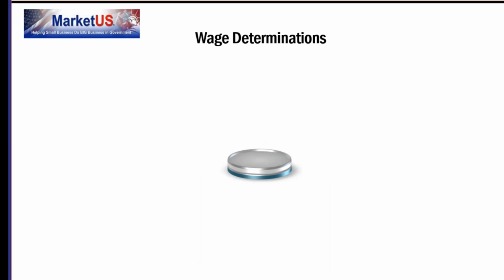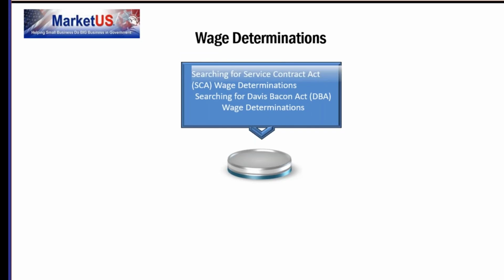Wage determinations. How many of you are in a situation where you need to access the Service Contract Act and look through all of those hundreds and hundreds and thousands of line items to find out the particular labor category that you're working with? Is it under SCA or is it not under SCA? Hopefully this will make it a lot easier for you.